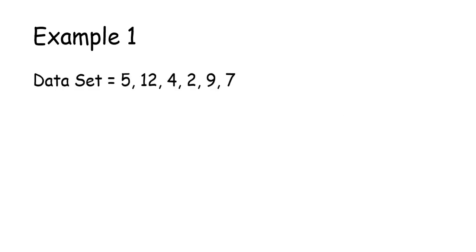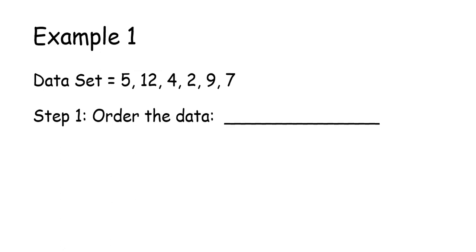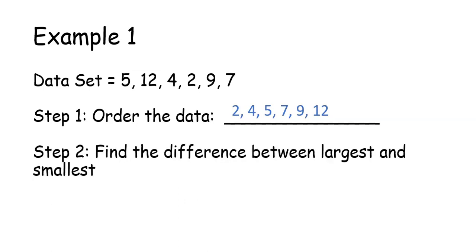Here's your data set for the third example. 5, 12, 4, 2, 9, and 7. So, first step is to order the data. Go ahead and put that in order from the smallest to the biggest. So that means you're going to have your data looking like this. 2, 4, 5, 7, 9, and 12. Step 2 is to find the difference between the largest and the smallest. Your largest is 12, your smallest is 2, so it's 12 minus 2, that equals 10. So your range equals 10. Ta-da! Isn't that awesome? That's all there is to mode and range.